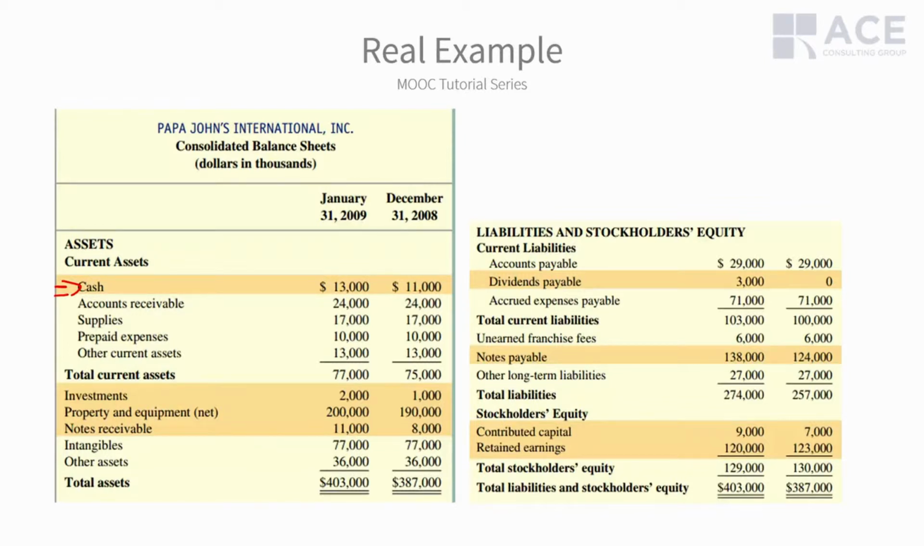So as we can see here, Papa John's had total assets of $403,000. On the right side, we see that Papa John's had liabilities of $274,000, as well as total stockholders' equity of $129,000. If we add them together, we see that total liabilities and stockholders' equity equals $403,000, which means that assets end up equaling liabilities plus stockholders' equity.